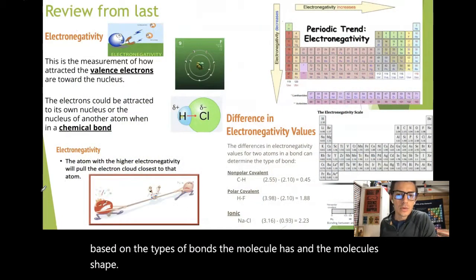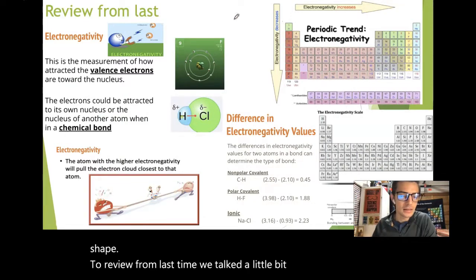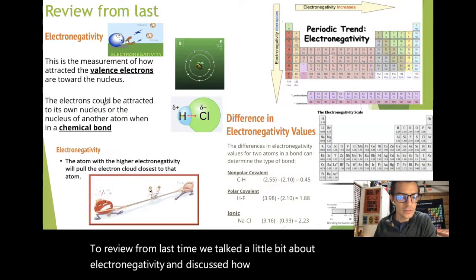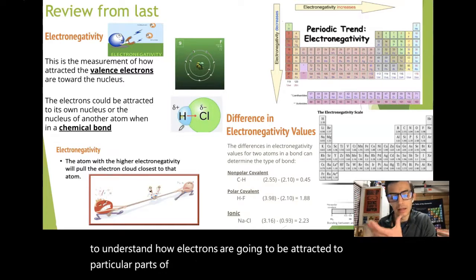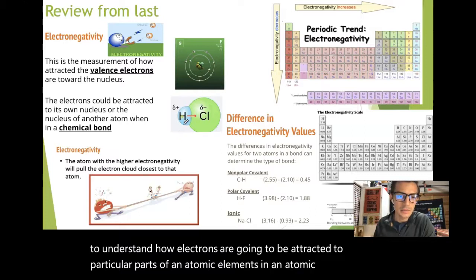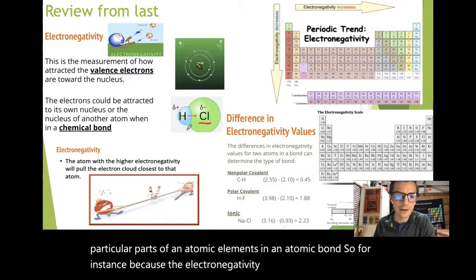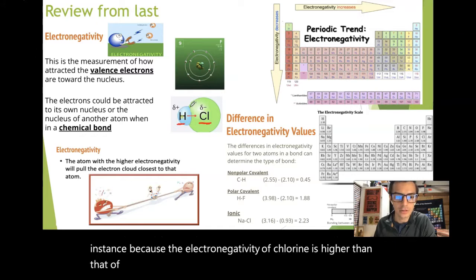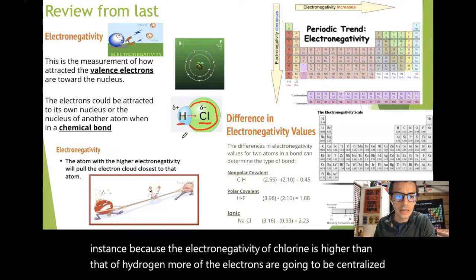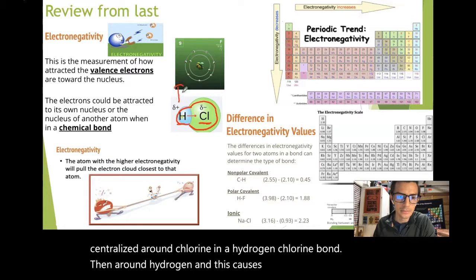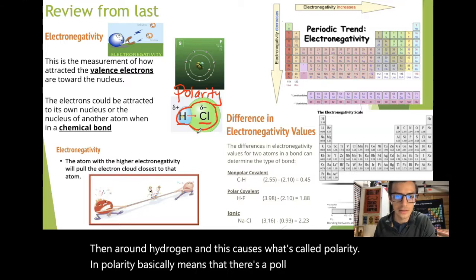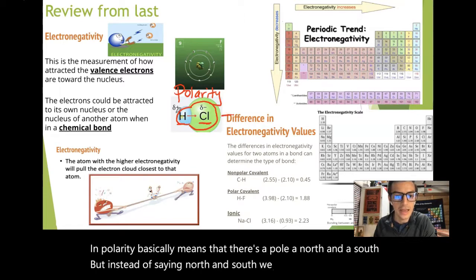To review from last time, we talked a little bit about electronegativity and discussed how electronegativity can be used to understand how electrons are going to be attracted to particular parts of an atomic bond. So for instance, because the electronegativity of chlorine is higher than that of hydrogen, more of the electrons are going to be centralized around chlorine in a hydrogen-chlorine bond than around hydrogen. And this causes what's called polarity. Polarity basically means that there's a pole, a north and a south, but instead of saying north and south, we just have positive and minus.